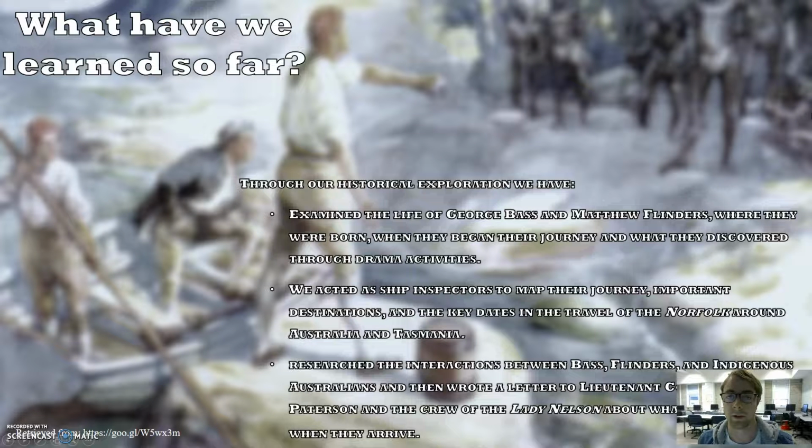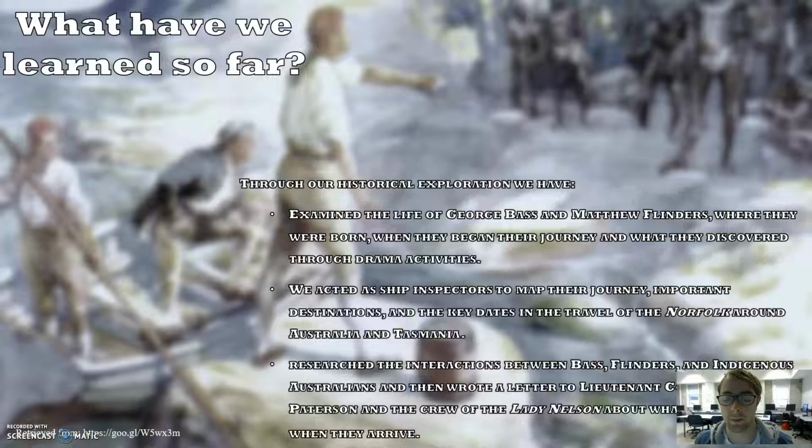So what have we learned so far? What have we learned before this assessment piece? So far we looked at George Bass and Matthew Flinders. We did a little bit of research into their lives, where they were born, where they began their journey, and what they discovered as they explored Australia, but also what was known at the time as Van Diemen's Land.